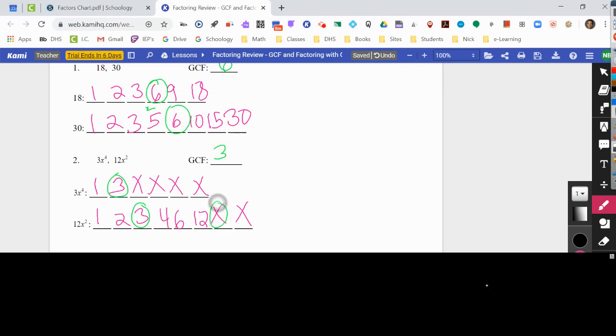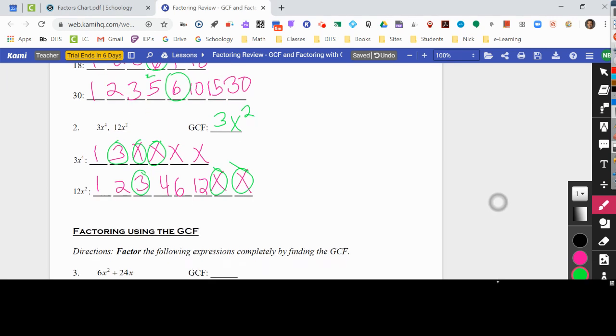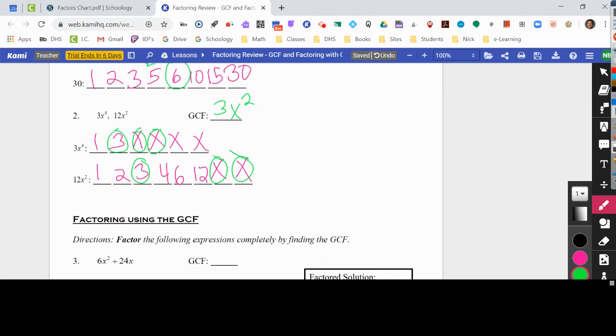And then for my x's, how many x do they both have in common? They have 1 x in common and they have another x in common. When they have 2 pairs of x's in common, it's going to be x to the 2nd power. So the GCF of those 2 terms is 3x squared. Perfect. And now we're going to move on to factoring, finding that GCF.